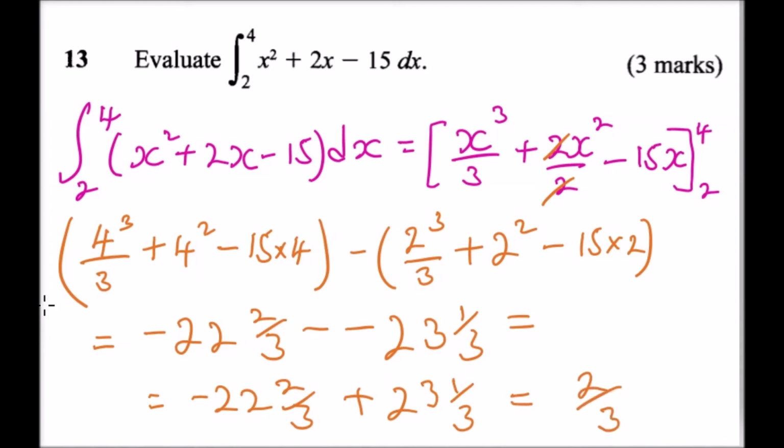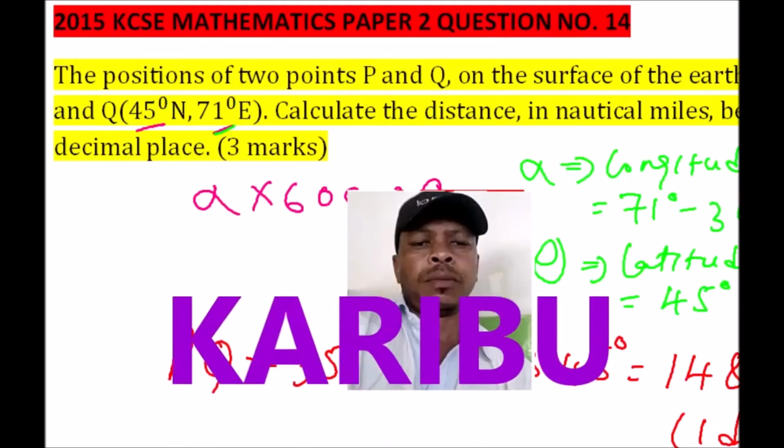Actually, this represents the area under the curve between 2 and 4, the curve of the quadratic function x squared plus 2x minus 15, and that is in Form 4 topic known as integration.